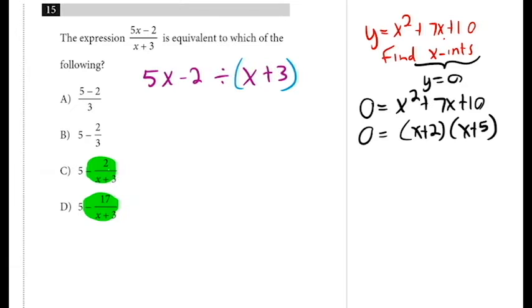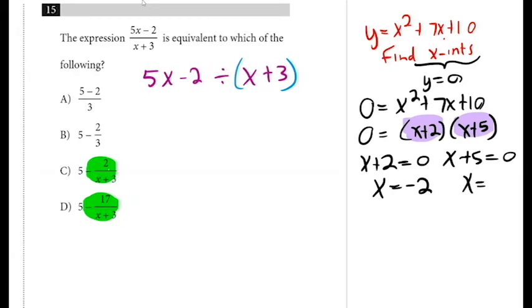Now we have the zero product rule that says that if these two things multiply out to 0, then we're allowed to set each one equal to 0. So we say x plus 2 equals 0, x plus 5 equals 0. And we can solve each of those. So take away 2 on the left, we have x equals negative 2. Take away 5 on the right, we have x equals negative 5. And so what are we saying here? We're saying that if we have a factor of x plus 2, it corresponds to a root of x equals negative 2. If we have a factor of x plus 5, it corresponds to a root of x equals negative 5.